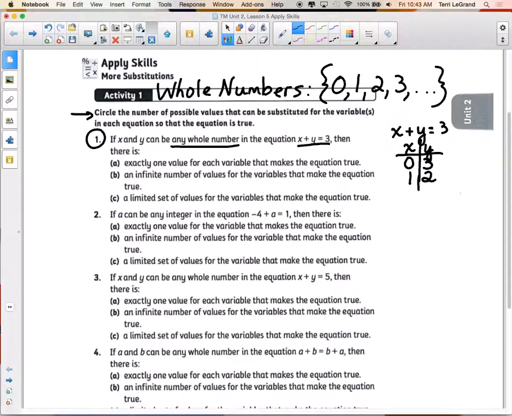Any more? Is that it? Is there any others? I think there are. Could x be 2? Because then if x was 2, what would y be? 1. Okay, well, why did you stop on me then? Oh, could x be 3? Yeah. And because if x is 3, then y is 0.